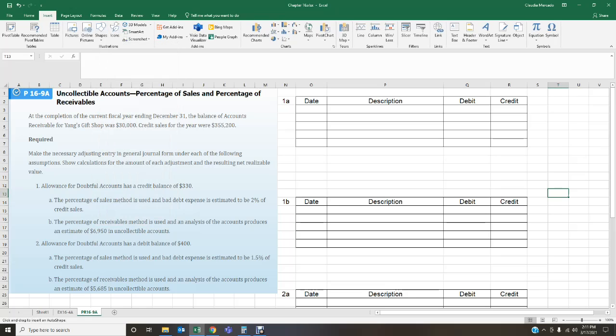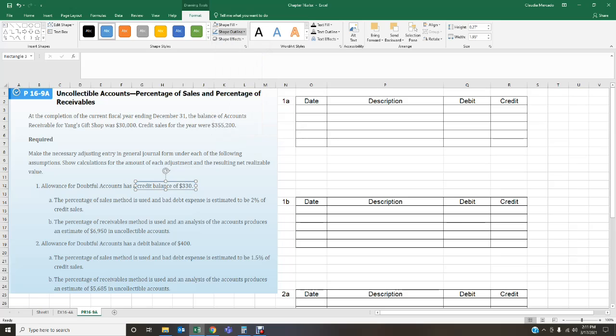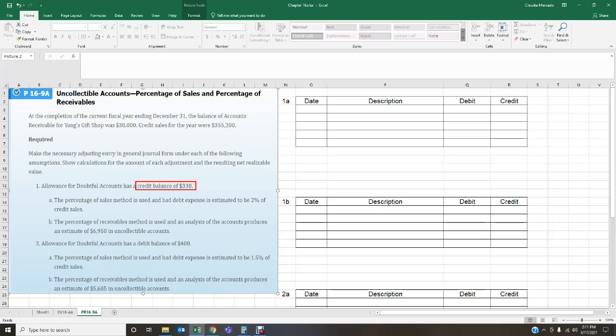So, the first thing we have to do is record these transactions, and we have 2 transactions per scenario. Let me just highlight this because it's very important that we know what we're talking about. The first assumption is the allowance for doubtful accounts has a credit balance of $330.